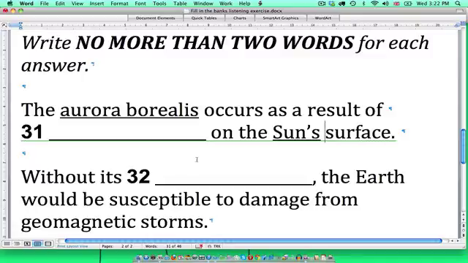Okay, now the second question, question 32, without its blank, the Earth would be susceptible to damage from geomagnetic storms. I'll give you a couple of seconds to read that to yourself. Okay, now let's underline the words that we would anticipate hearing in the listening.